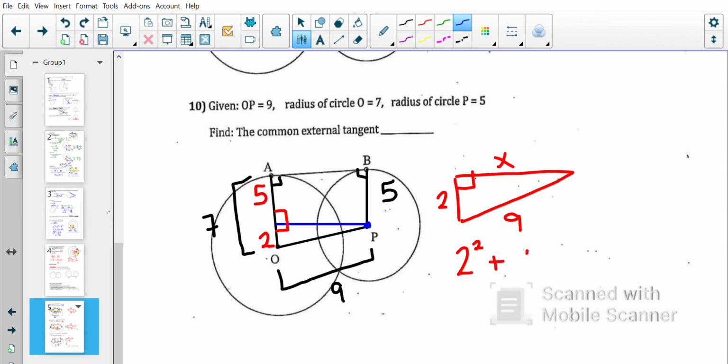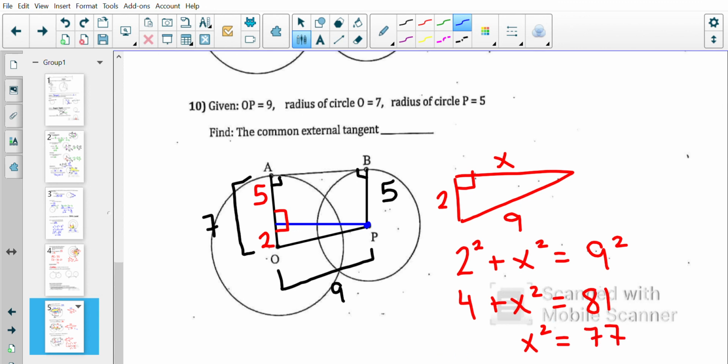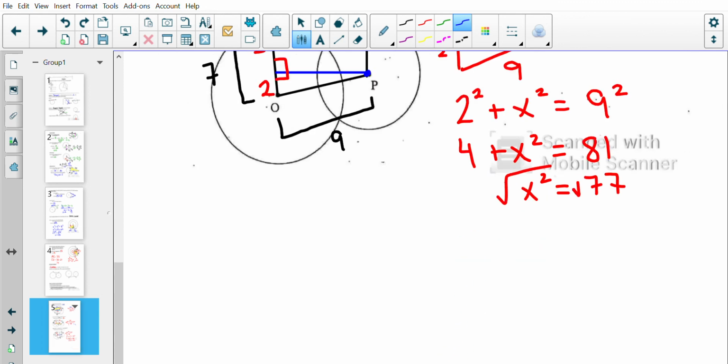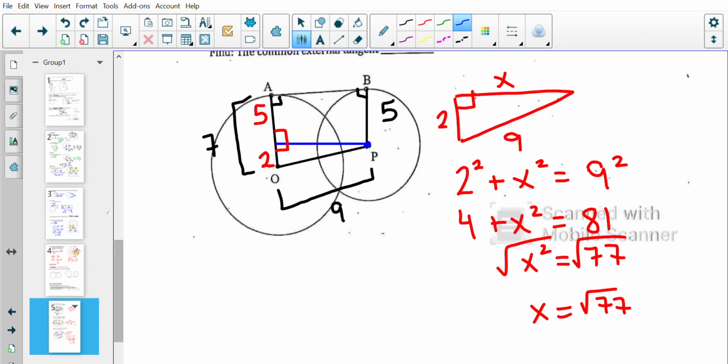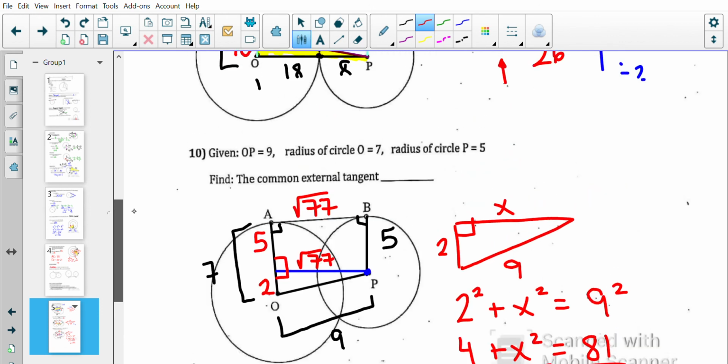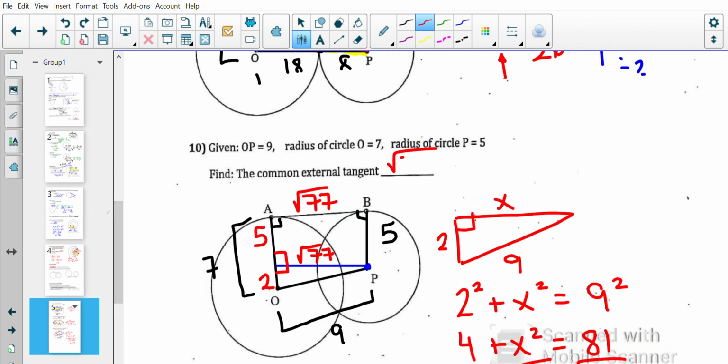2 squared plus x squared equals 9 squared. 4 plus x squared equals 81. x squared will equal 77. Square root both sides. x will equal the root of 77. There's no pairs in 77, so we're going to stop right there. This is root 77, which means AB is root 77. So the common external tangent is root 77.